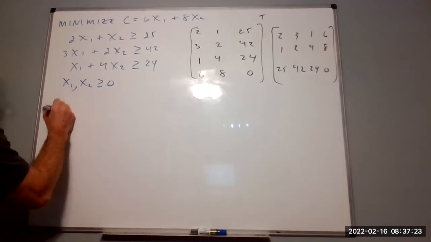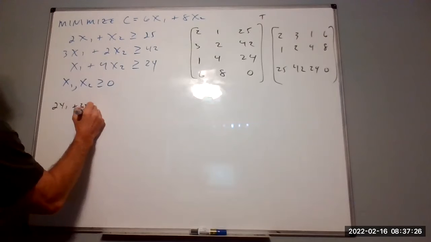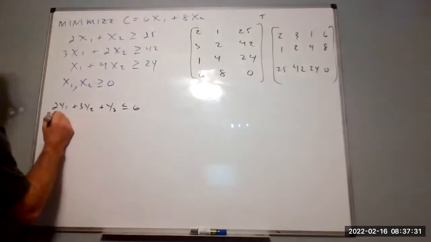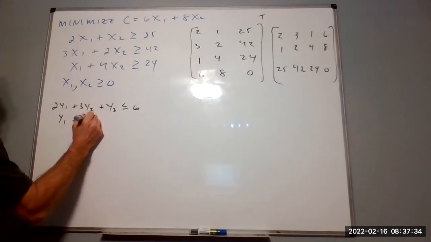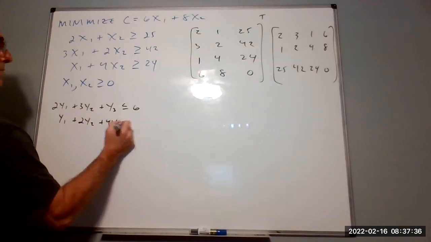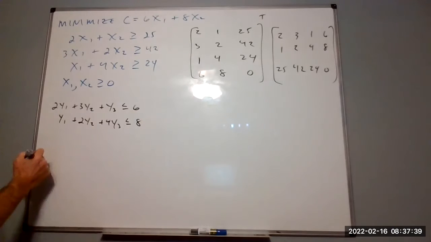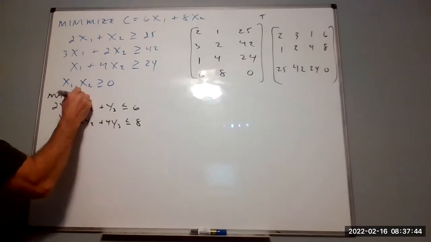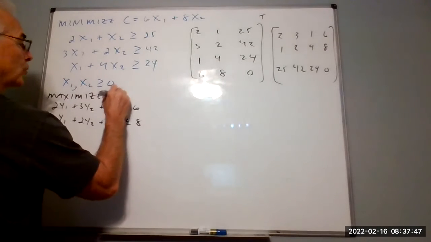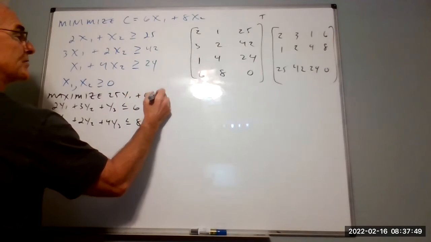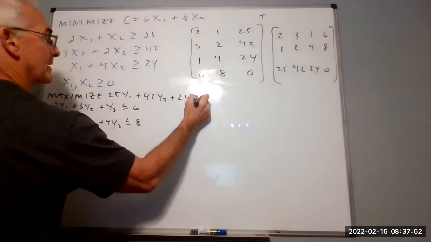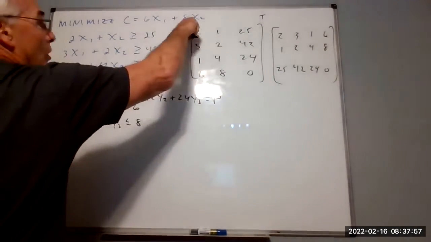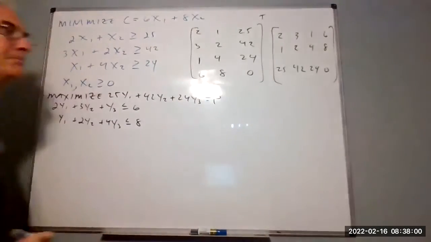Here's the tricky part. 2y1 plus 3y2 plus y3 is less than or equal to 6. That's how I'm going to read this. Then I have y1 plus 2y2 plus 4y3 is less than or equal to 8. And the last thing, I'm going to write it this way. I want to maximize 25y1 plus 42y2 plus 24y3. And that's going to be my profit.